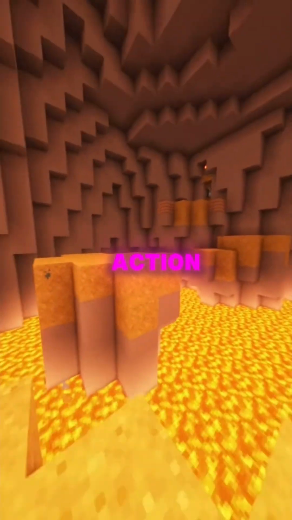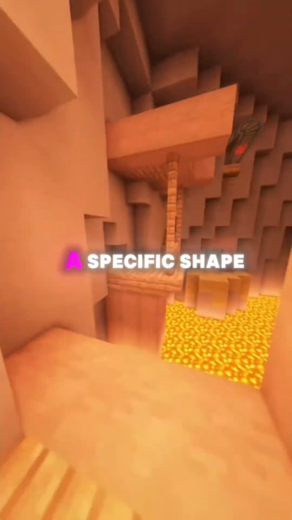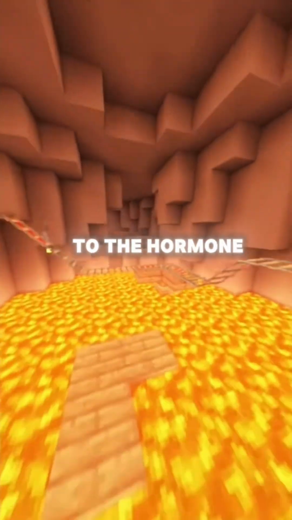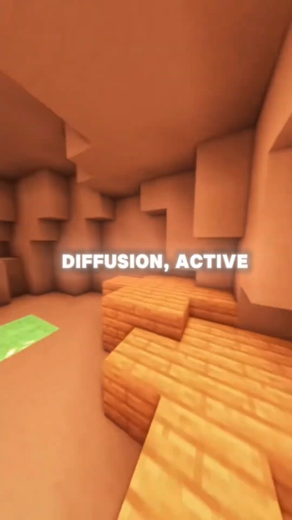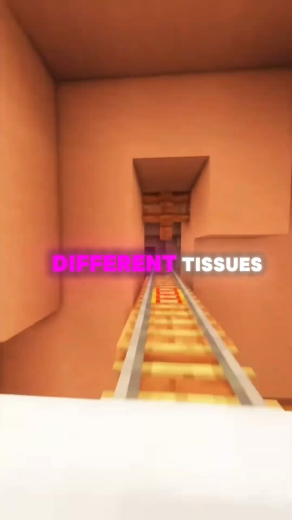Plant hormone action. They are produced by specific cells. They have a specific shape. They bind to receptors on target cells which are complementary in shape to the hormone. They are carried by diffusion, active transport, or mass flow in the phloem or xylem. Some hormones have different effects on different tissues.